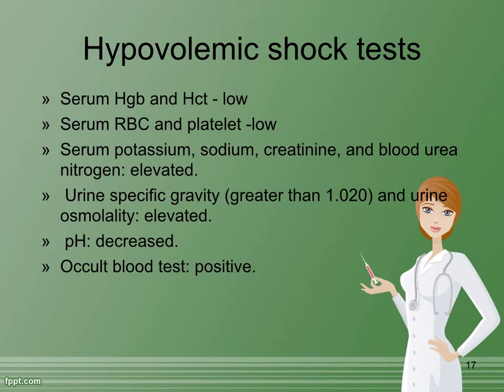For hypovolemic shock, the usual lab tests, you will look at those, and you'll have low hemoglobin, hematocrit, RBC, and platelets. Potassium, sodium, creatinine, and BUN will be elevated, urine specific gravity and osmolality will be high, and pH will be decreased. The occult blood test will be positive.